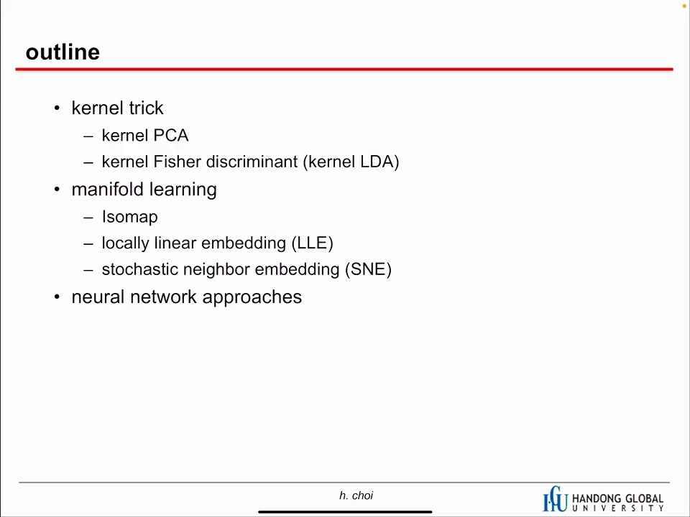The next topic is manifold learning, which was so popular in 2000. Especially we have three most popular algorithms: ISOMAP, LLE, and t-SNE, stochastic neighbor embedding. ISOMAP and LLE were the most popular manifold learning algorithms at the beginning of this research, but recently, people usually use SNE. So we're going to cover these three algorithms in detail.